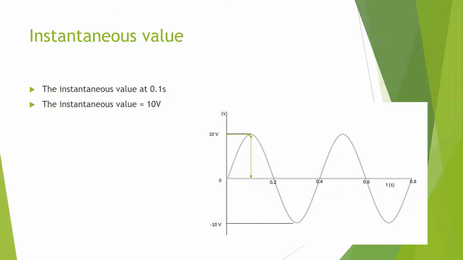The instantaneous value at 0.1 seconds: if you go to 0.1 seconds on your x-axis on the graph and you go up and measure up the y-axis, you get 10 volts.